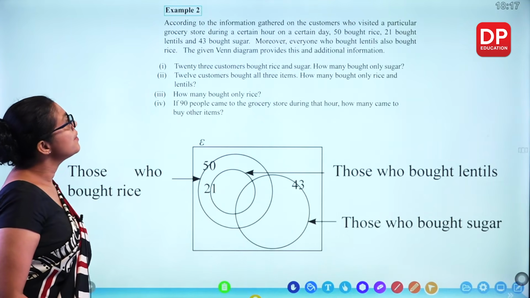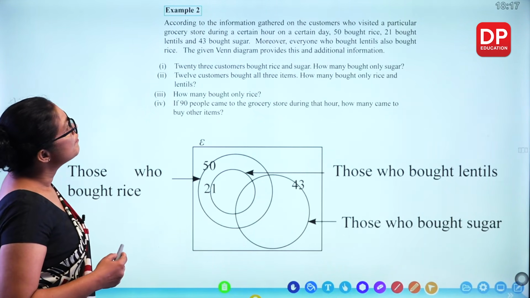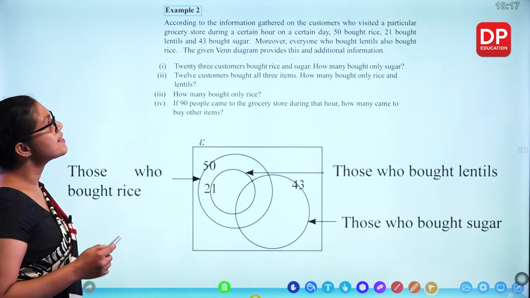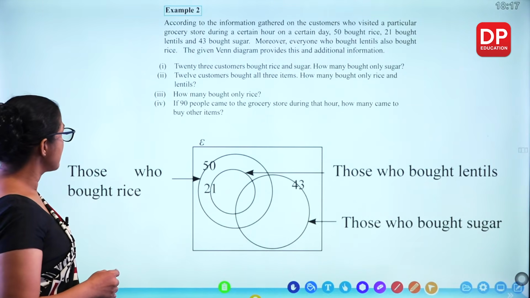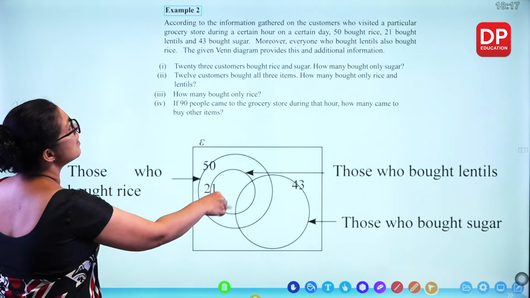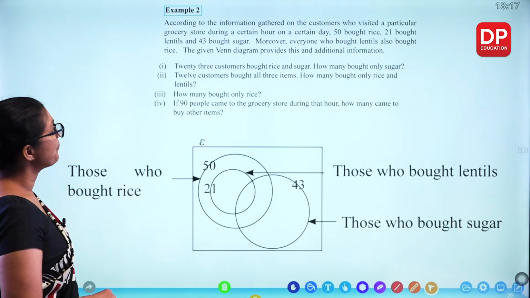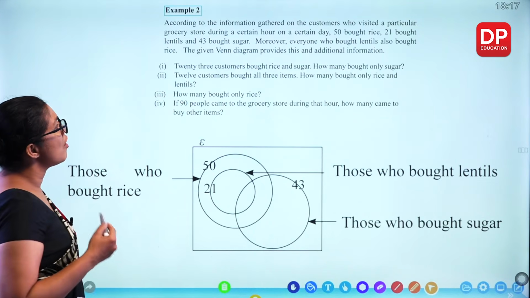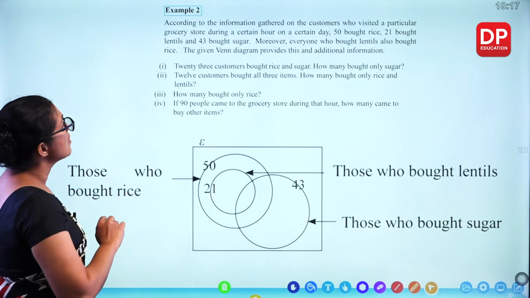We'll take example 2. So you have gathered information on the customers who visited a particular grocery store during a certain hour on a certain day. 50 bought rice. So this is this one given. 21 bought lentils and 43 bought sugar. And also some more information given. So you are asked to fill those and find out the other questions.